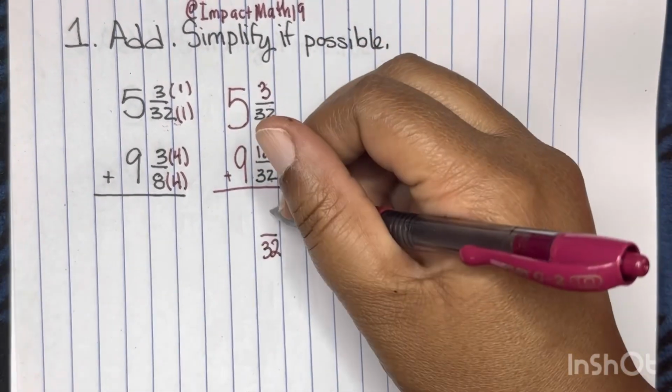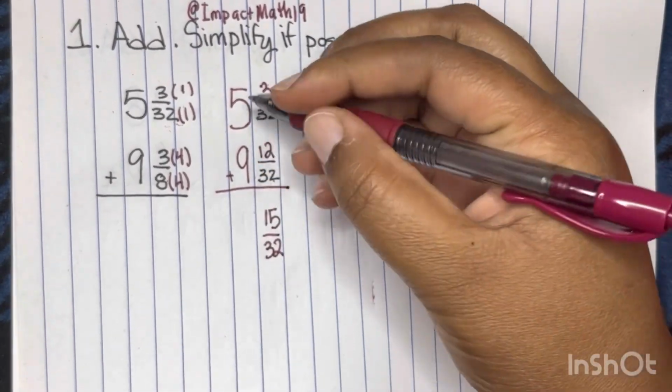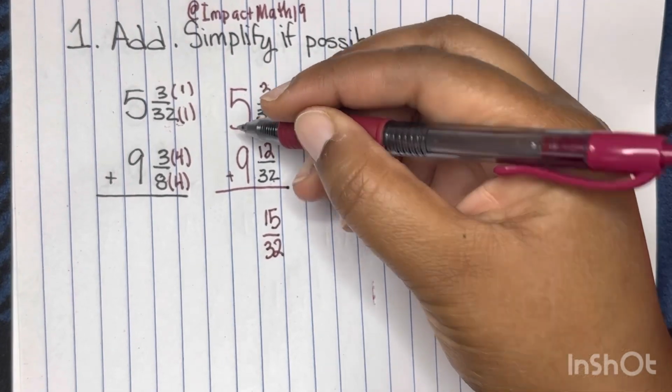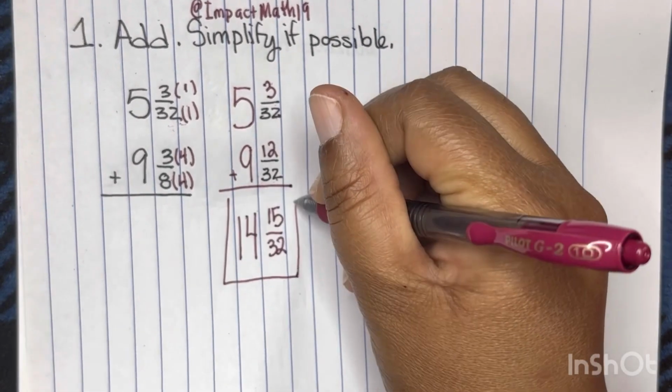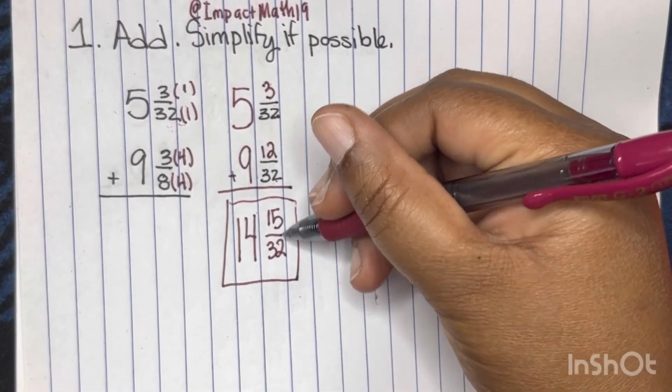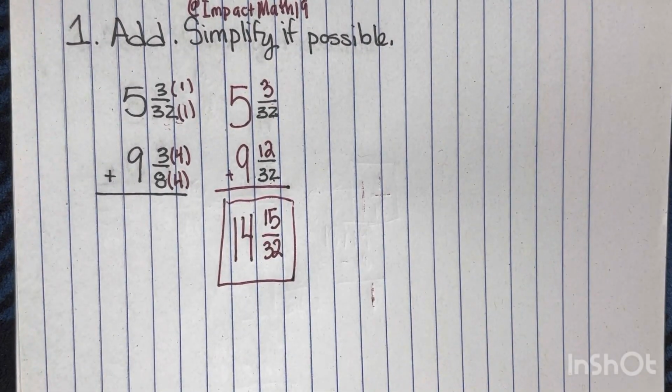12 plus 3 gives us 15. And 9 plus 5 gives us 14. So our answer is 14 and 15 over 32 as our mixed number. All right, let's go to the next.